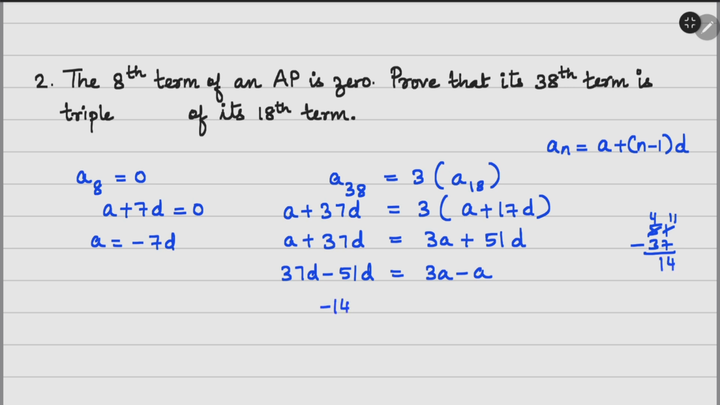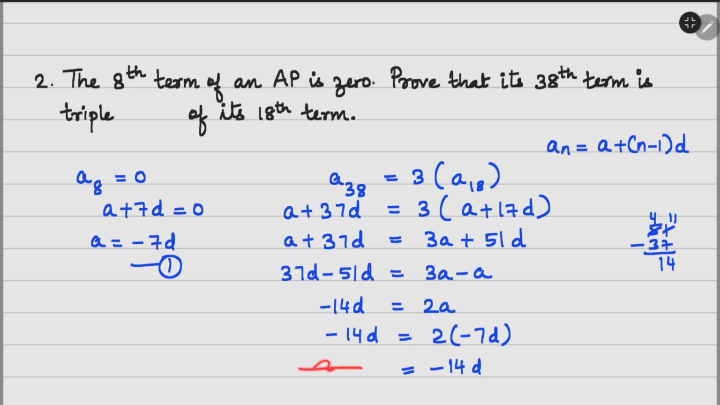So minus 14D is equal to 2A. And A is equal to, so you have got A is nothing but minus 7D. So let us just substitute the value of A as minus 7D. So 2 into minus 7D is equal to minus 14D, right? So this is equal, which means hence proved.